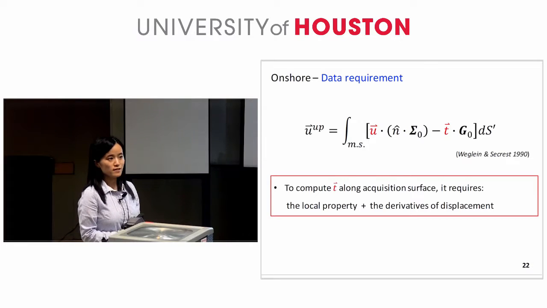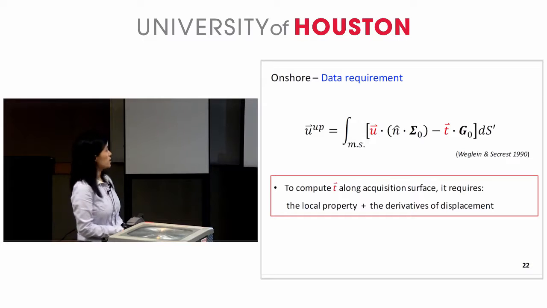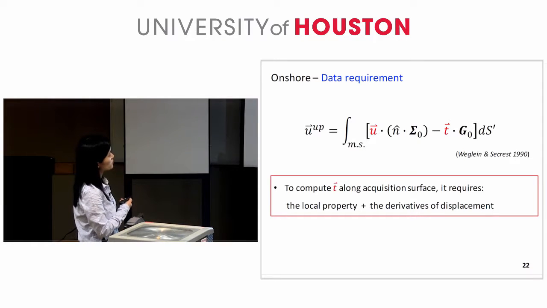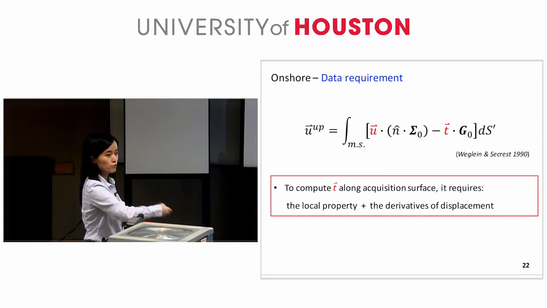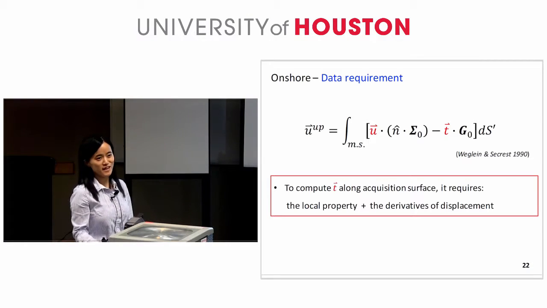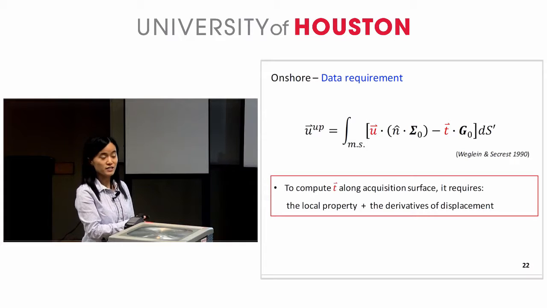The natural question now is what will happen if you satisfy the data requirement? Say you have both the multi-component U and the multi-component traction along the acquisition surface everywhere. How does it perform? Next, I'd like to use one example from last year's annual meeting to remind you of the performance of this method, given everything is needed.